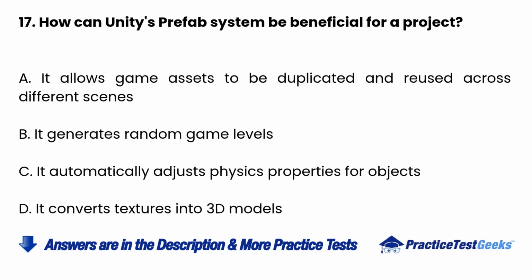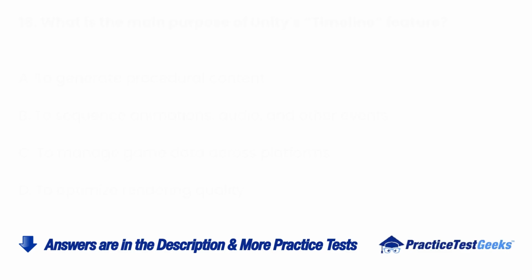17. How can Unity's prefab system be beneficial for a project? A. It allows game assets to be duplicated and reused across different scenes. B. It generates random game levels. C. It automatically adjusts physics properties for objects. D. It converts textures into 3D models.